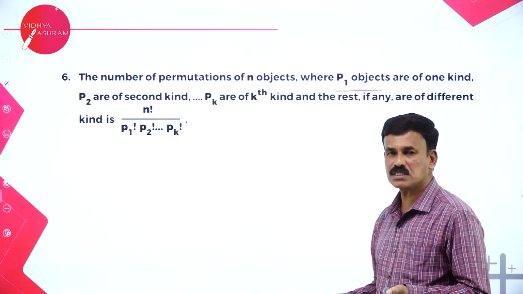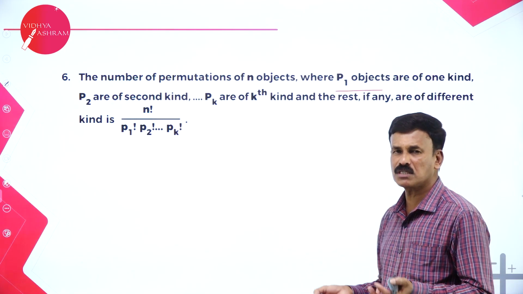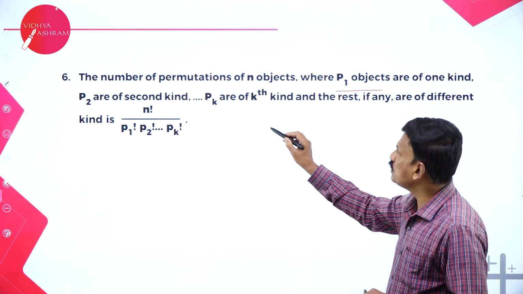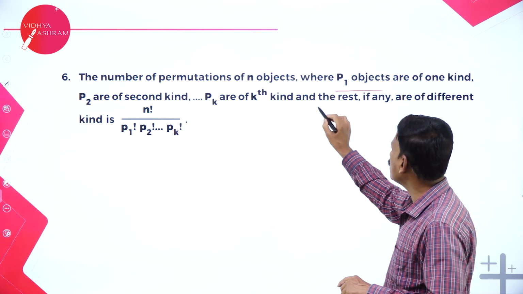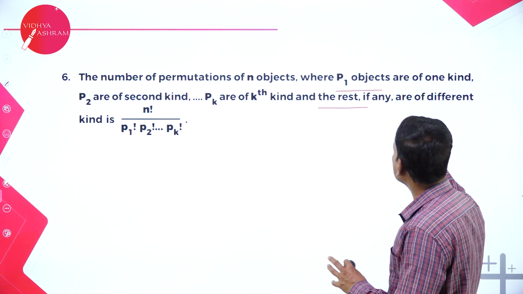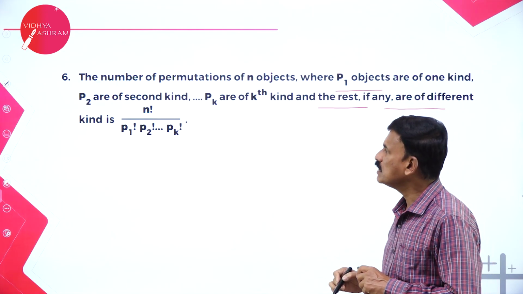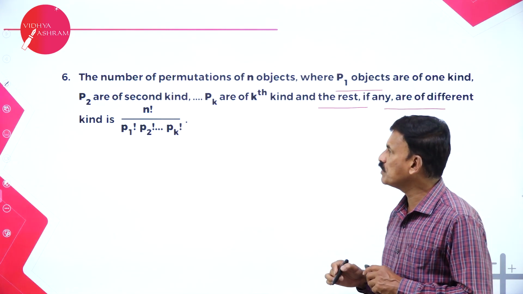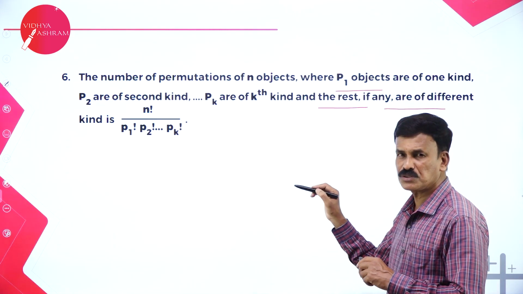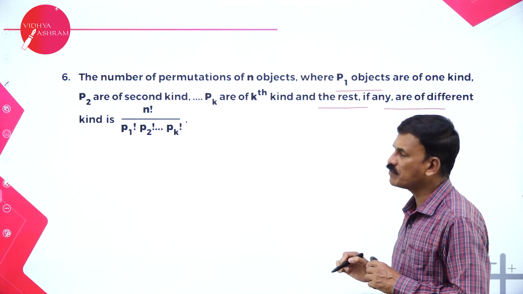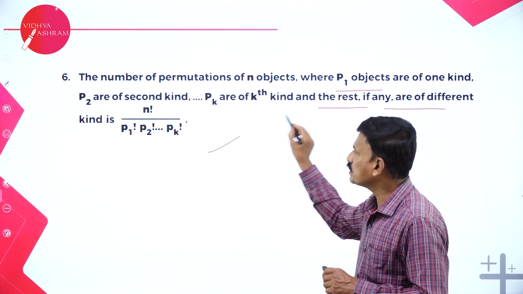Now, suppose the number of permutations of n objects where p1 objects are of one kind and p2 objects of another kind, p3 objects of other kind, etc., pk are of a kth kind, then the rest, if any, are of different kind is given by n factorial divided by p1 factorial into p2 factorial into p3 into etc. pk factorial. This is also an important formula.